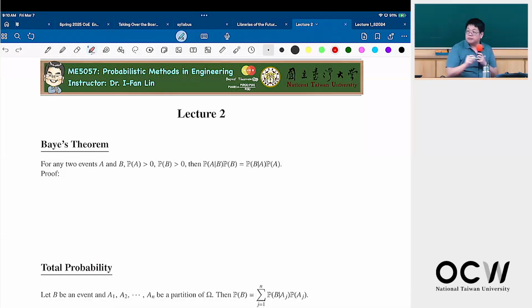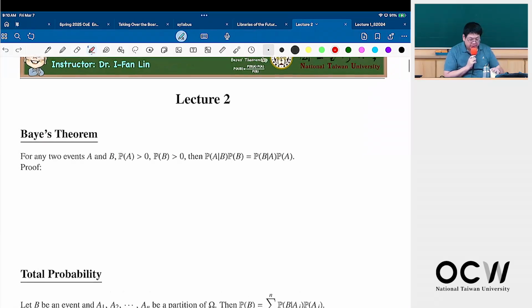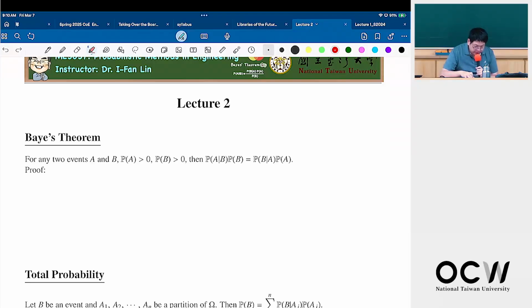Okay, good morning. Do you still remember what we learned two weeks ago? Basic set theory. We also learned the probability model. Today we're going to talk about Bayes theory, and then later we will move to discrete random variables. So first, what is Bayes theory?